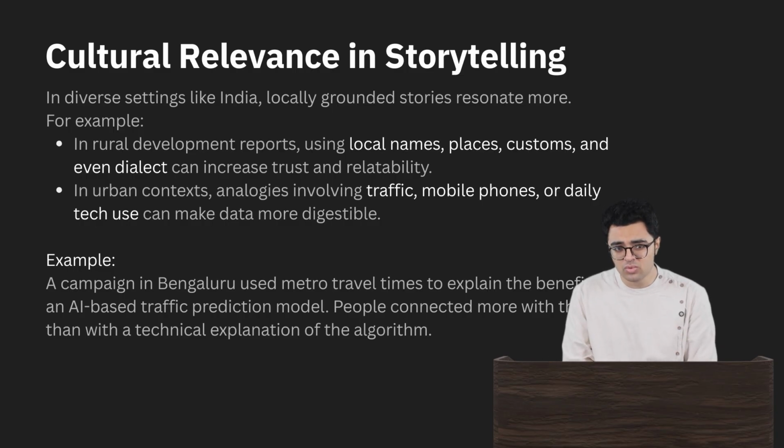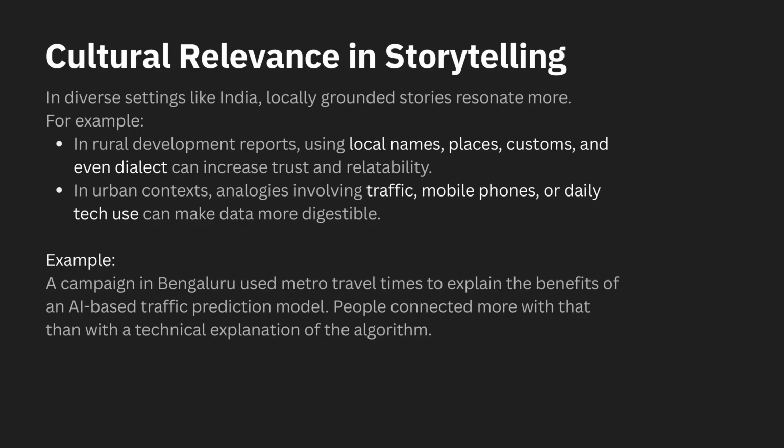A campaign in Bengaluru used metro travel times to explain the benefits of an AI based traffic prediction model. People connected more with that than with a technical explanation of the algorithm. Why? Because the Bengaluru metro is a central part of their daily lives. Turning that into a character and the setting where the story takes place makes it culturally more relevant for the audience to resonate with. That is why such a campaign turns into a more successful model of talking to people based on their real life daily experiences.